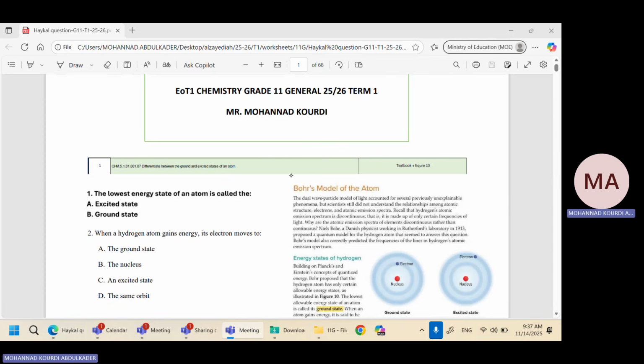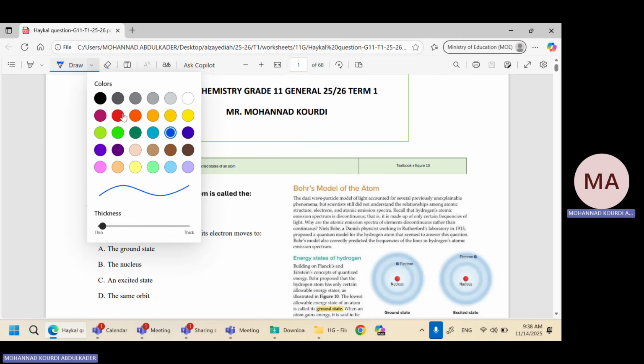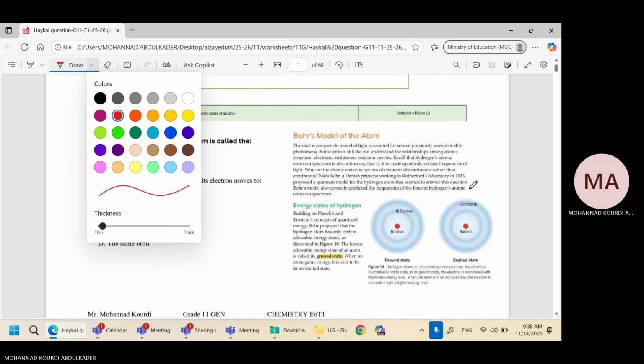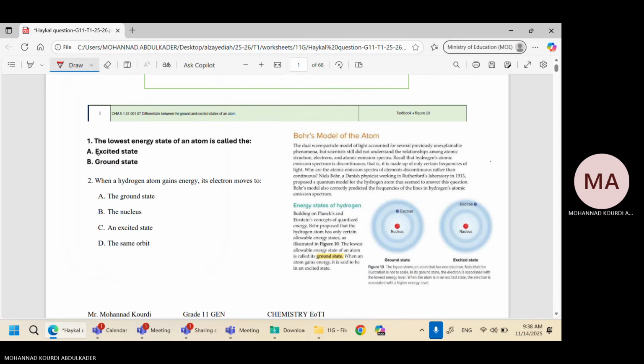Okay, so as we discussed before, the first question will be on differentiate between ground state and excited state. So, as you know, the ground state is the lowest allowable energy state of an atom. Okay, so the minimum energy state of an atom we call a ground state. This one is the ground state.